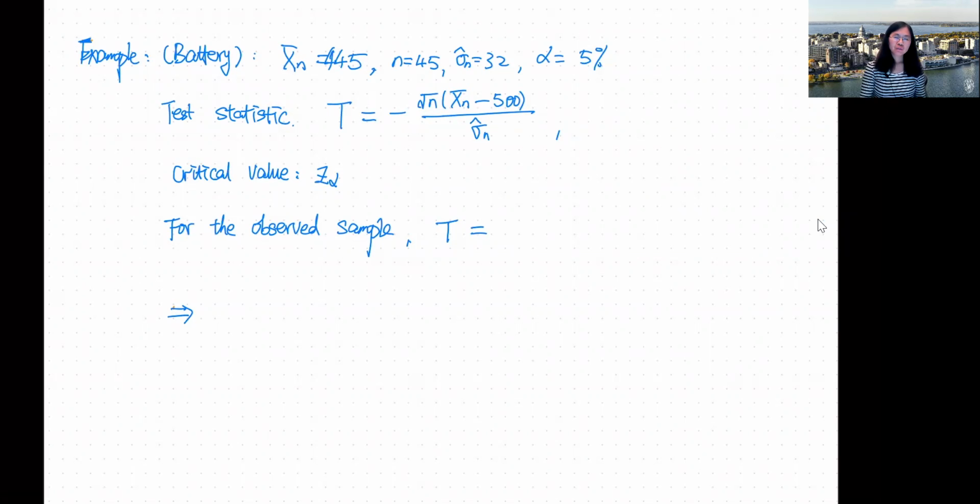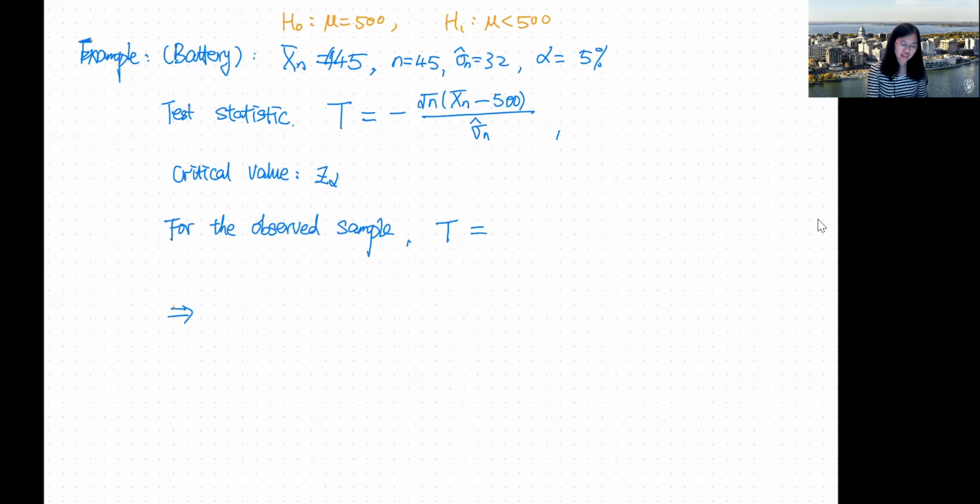Now that we know what a hypothesis test is, let's consider some examples. This example continues the battery runtime example. We just want to plug in the data to see whether we reject or not reject the null hypothesis. In this battery runtime example, if you remember, the null hypothesis is mu equals 500, and the alternative is that mu is less than 500.